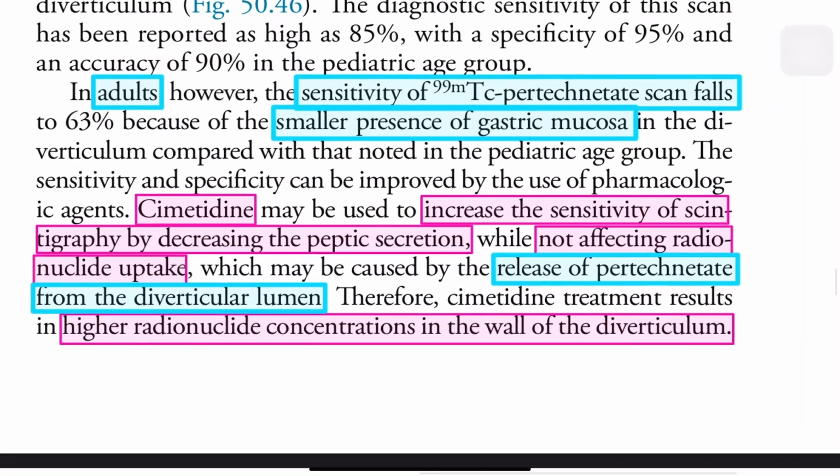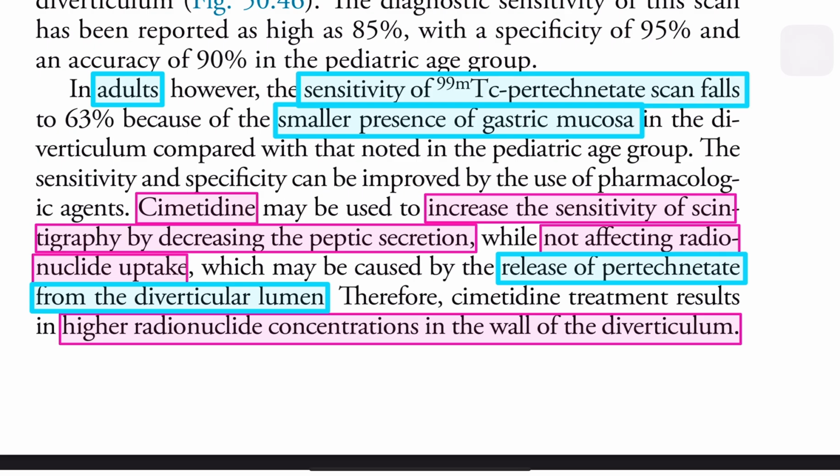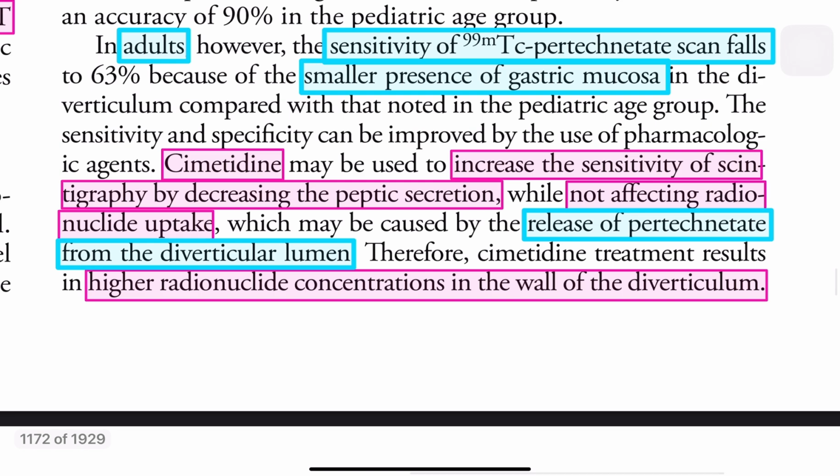In adults, the sensitivity of the pertechnetate scan falls because of a decrease in the presence of gastric mucosa. Then how can you enhance the sensitivity of this pertechnetate scan? By adding cimetidine. Cimetidine increases the sensitivity of scintigraphy by decreasing peptic secretion, while not affecting radionuclide uptake, and release of pertechnetate from the diverticular lumen. So remember, cimetidine increases the sensitivity. It will give a higher radionuclide concentration in the wall of the diverticulum.